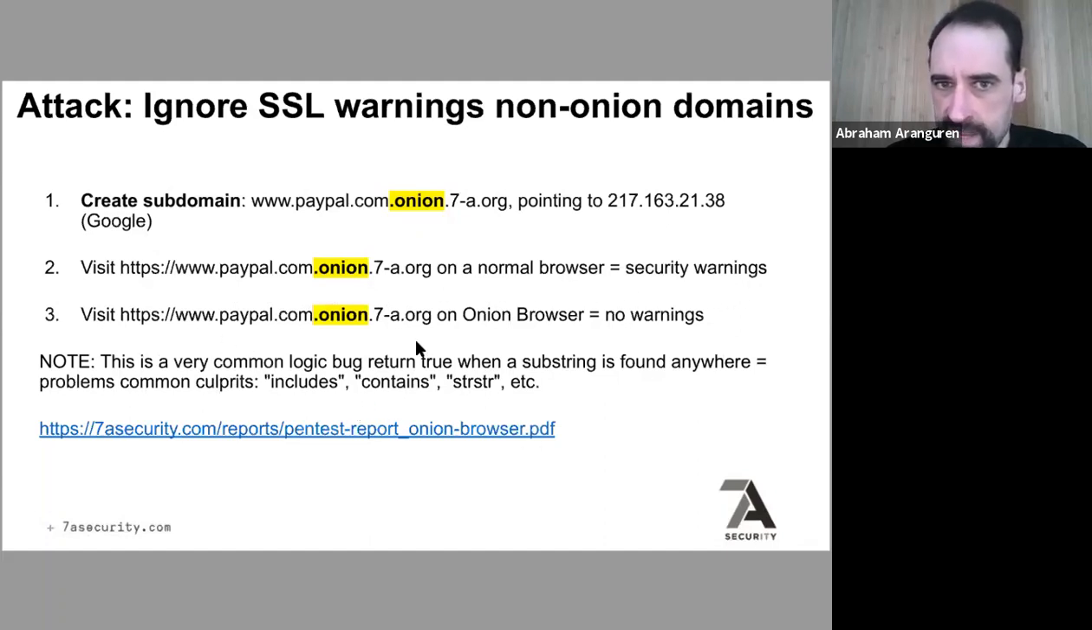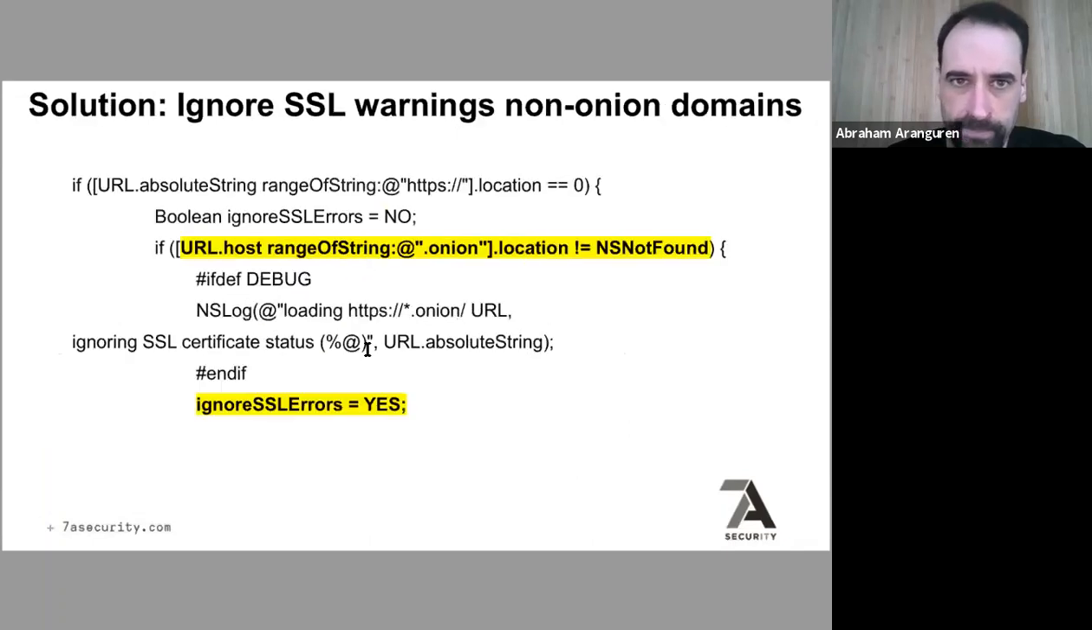However, if you visited the same URL with the Onion browser, you would get no warnings. So this was because it contains .onion somewhere, right? So instead of checking that .onion.location is different than not found. So this is a very typical logic bug in a lot of applications.